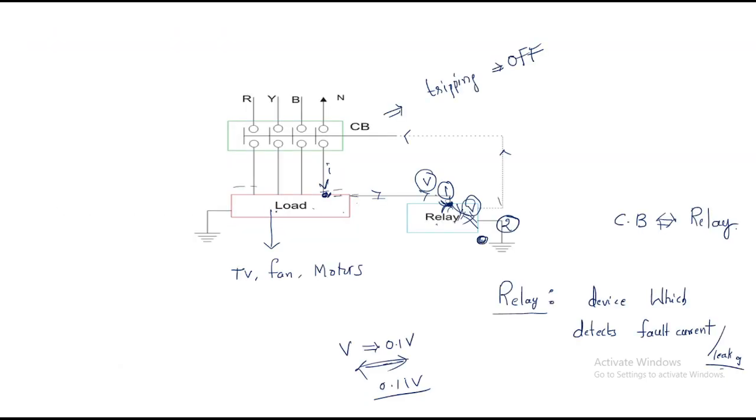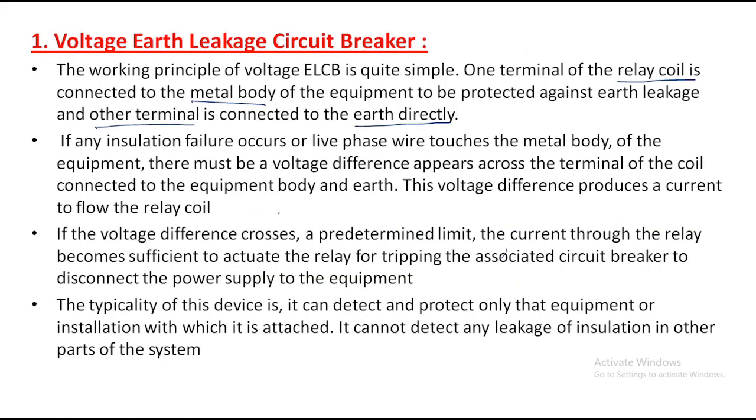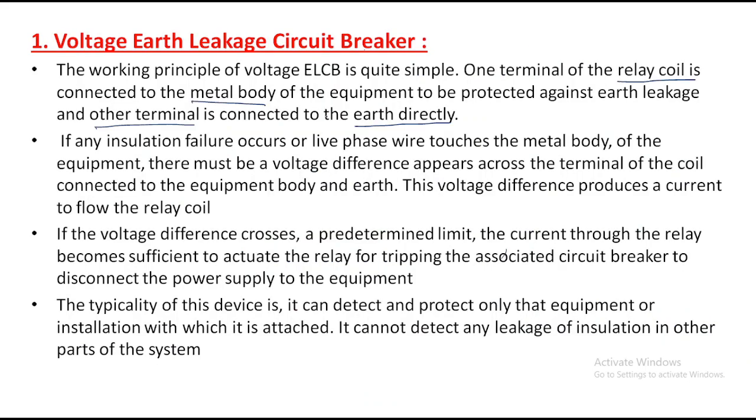Okay, so this is the operation of the voltage earth leakage circuit breaker. In a simple operation, the load is connected to the relay and the other part is connected to ground. Whenever an insulation failure occurs, current flows into the relay and activates it, and that relay gives the signal to the circuit breaker, which operates. This is the operation of the voltage earth leakage circuit breaker.